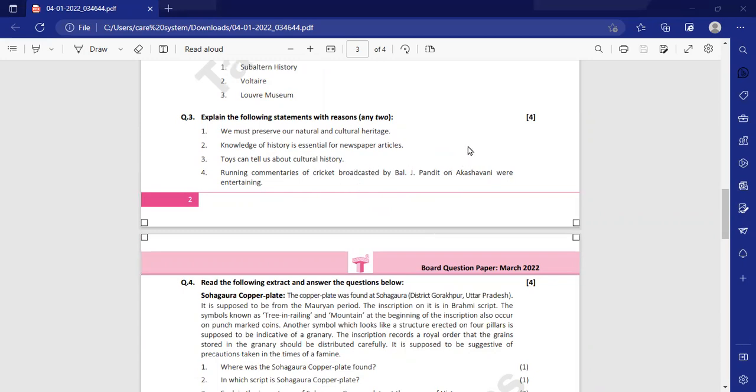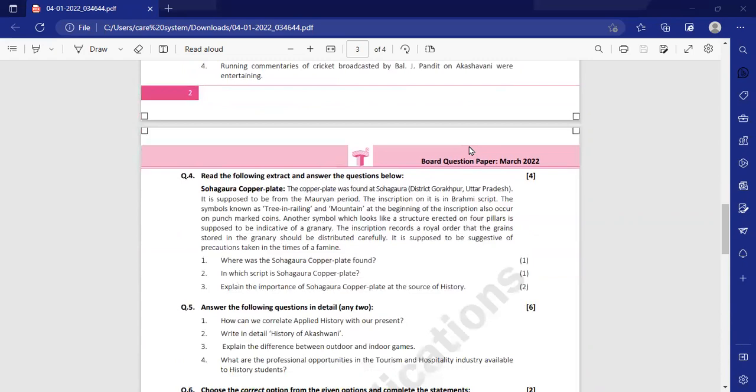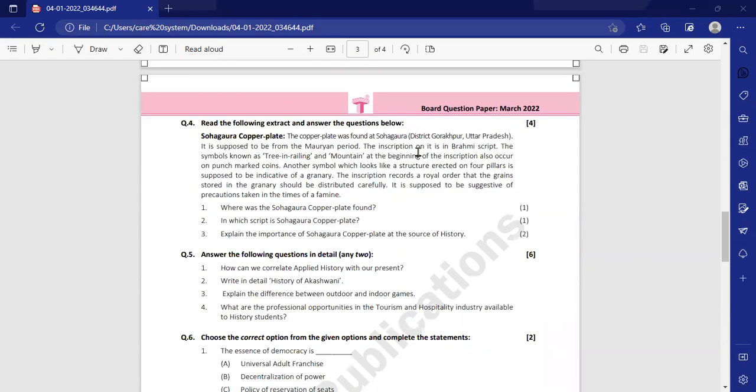So, 2 statements with reasons for 4 marks. Question number 4, read the extract and answer the question below. The extract will be from your textbook. Most of the time, it is from Do You Know.